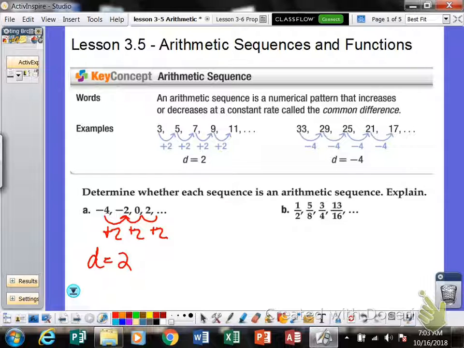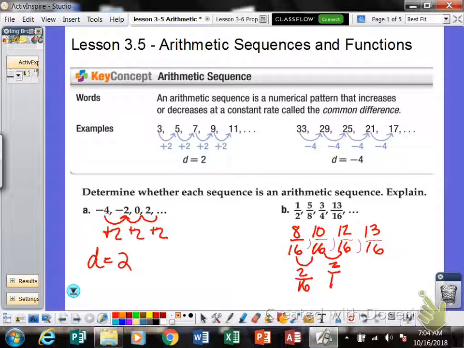In the next one, it might be helpful if we make these so that they have the same denominator. The common denominator can be 16. And then change all the fractions to equivalent fractions. So this would be 8/16, 10/16, 12/16, and 13/16. So this went up by 2/16 or an eighth. This went up by 2/16 or an eighth. This went up by 1/16.